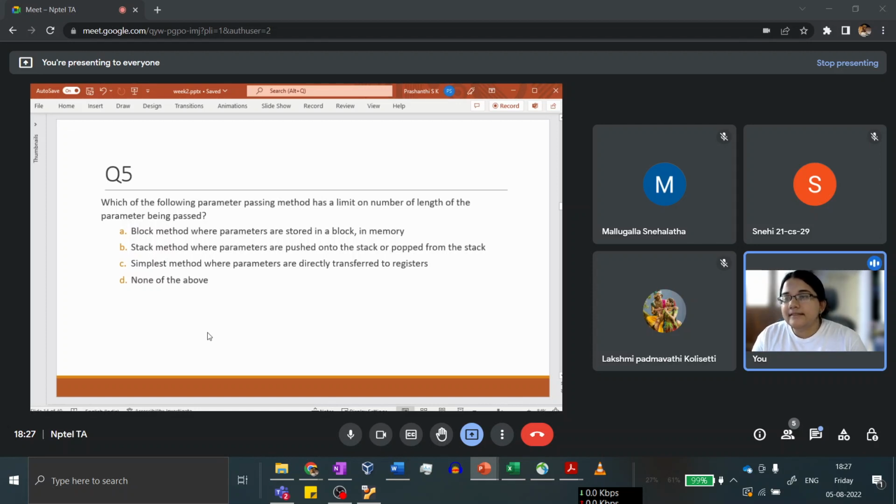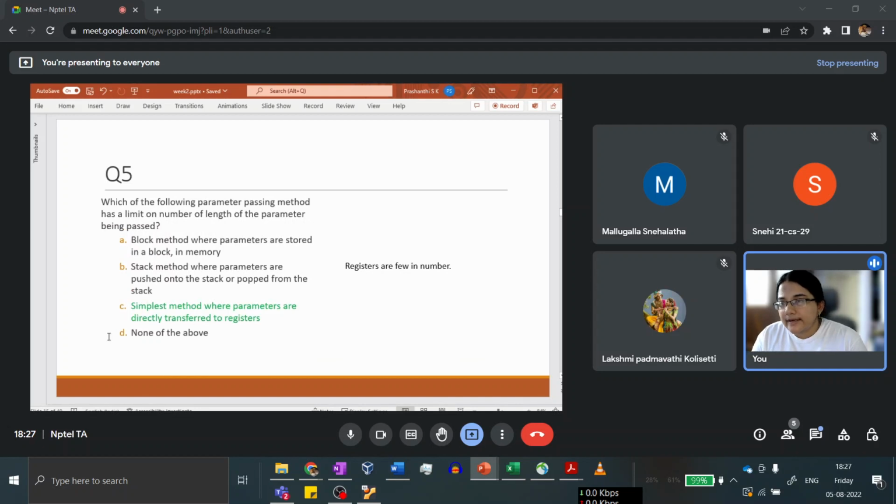Okay, let's look at the answer. It is C, which is the simplest method where parameters are directly transferred to registers. The reason is pretty straightforward, right? You have a lot fewer registers as compared to memory. You might have at most something less than 100, or at most a few hundred registers, right? So you definitely can't pass a lot of parameters just using registers. But if you use memory or the stack, then that is no longer a concern.